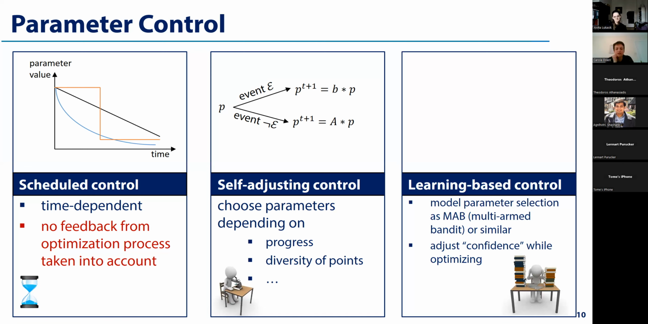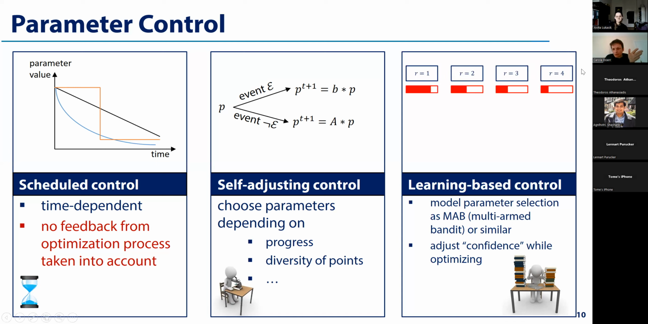And then the third mechanism that I want to present is learning-based control. Here we model the parameter selection problem as a multi-arm bandit problem. Maybe it's better with this illustration here. Let's say we have 4 different parameter values that we can choose from, so let's say search radius 1, 2, 3, and 4. And we have different confidences that we assign. So for example, maybe we are very confident that this one is a good value. We have a bit more doubt about this. We have quite a bit of doubt for this. And we really believe that 4 is not very good at all.